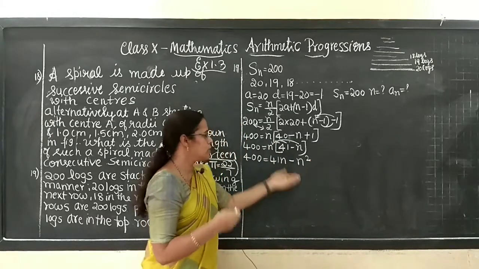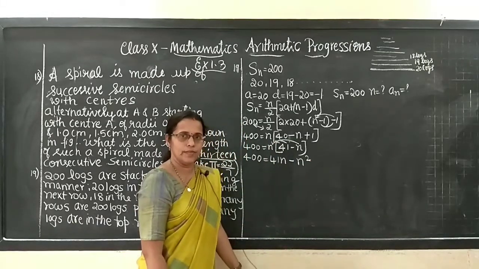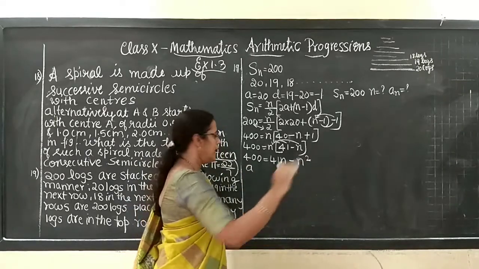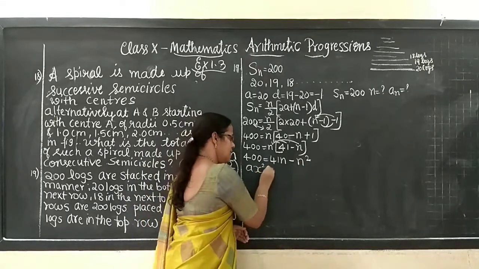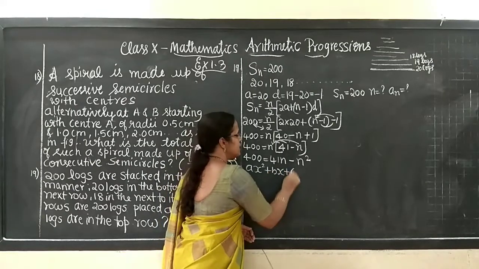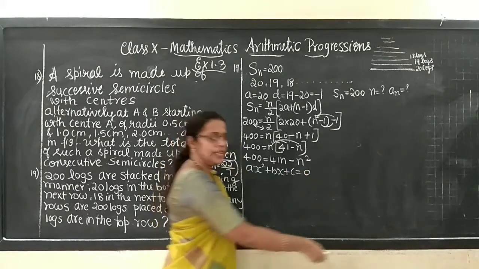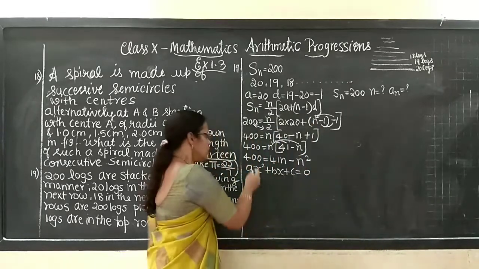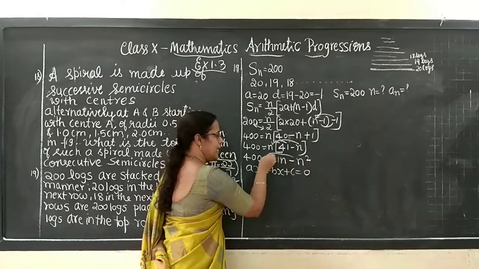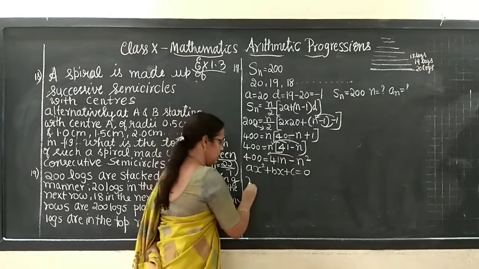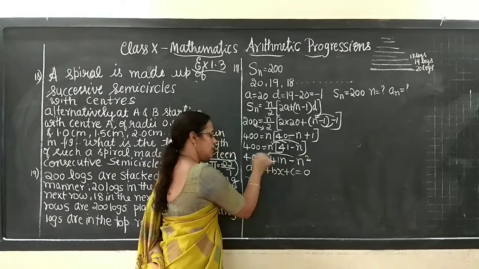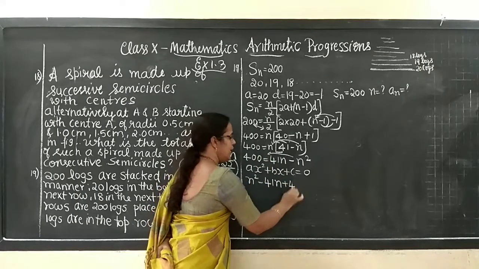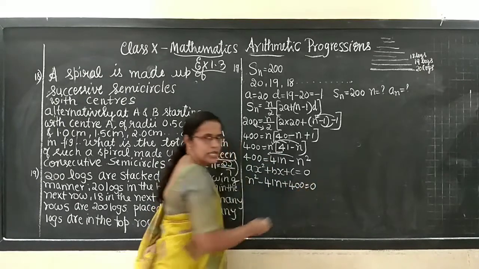Okay, this forms a quadratic equation. What is the standard form of a quadratic equation? ax square plus bx plus c is equal to 0. So bring everything to the same side. First n square, bring here, negative n square becomes positive n square, and 41n coming here, minus 41n, then 400 is already here, is equal to 0.